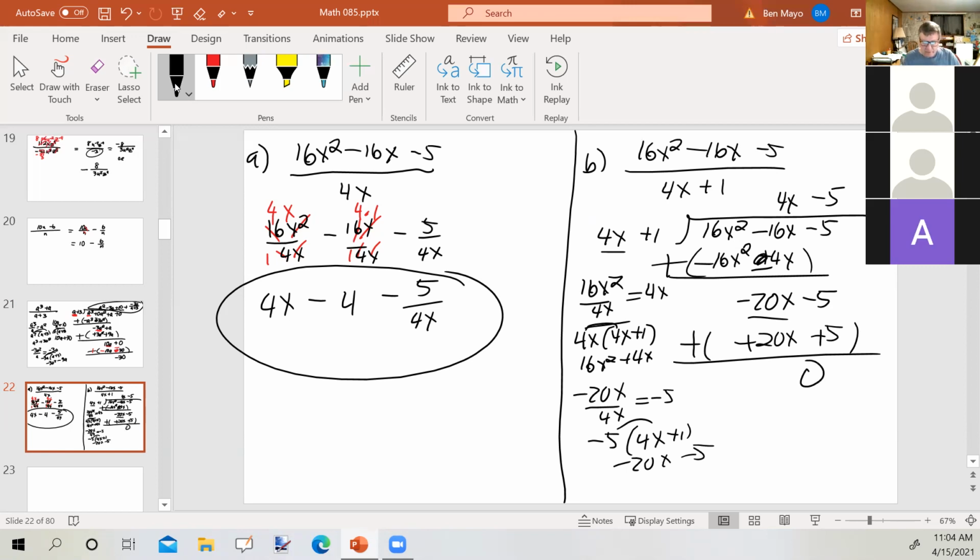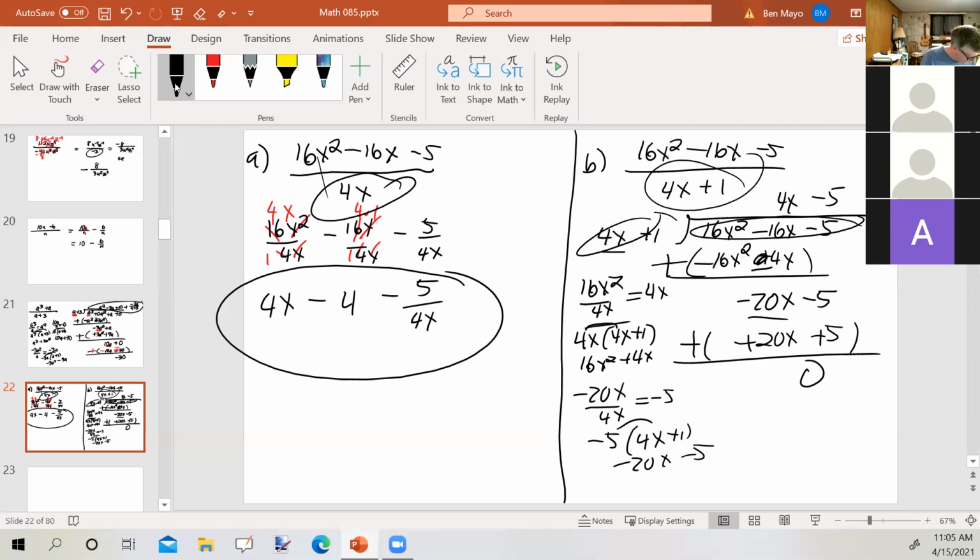So, different answers, different problems, different processes. Anyway, recall, dividing by a monomial, you split it up into separate fractions. Dividing by a polynomial, you use the long division form. Your dividend and divisor both need to be in descending powers. And if there's any missing powers, put in a 0 times that variable to that power.